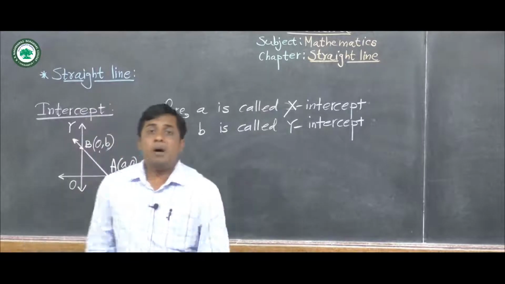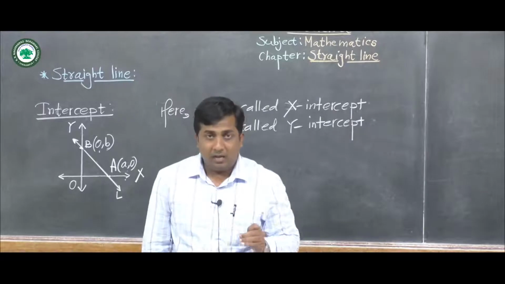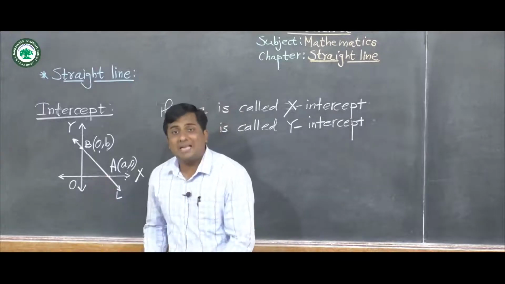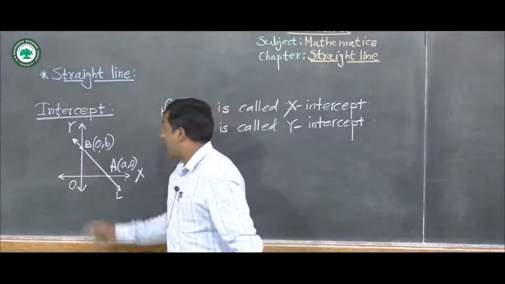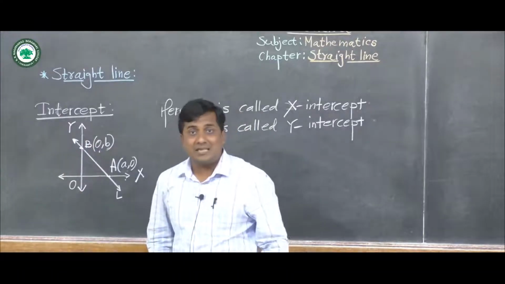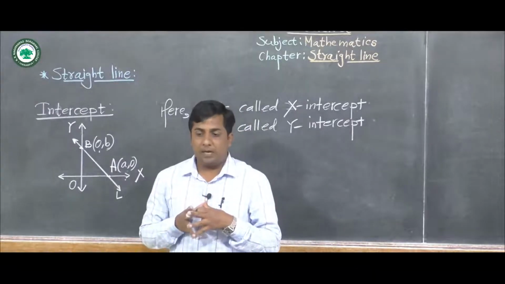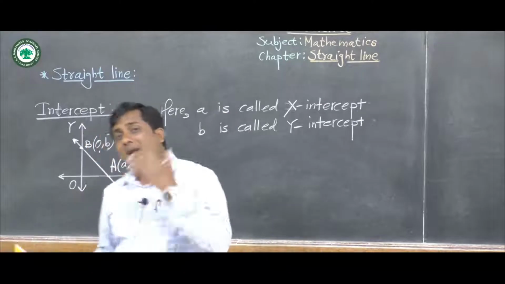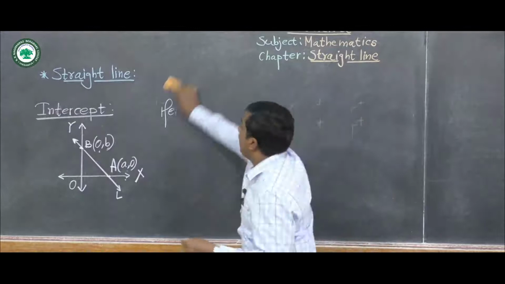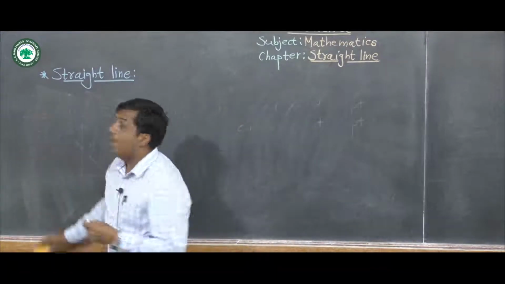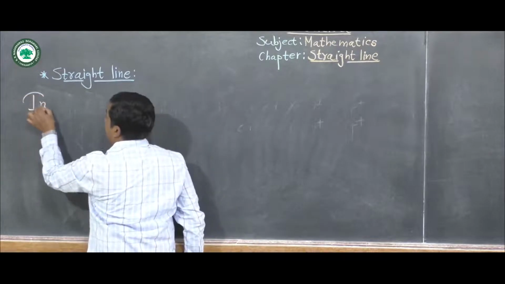Now remember one part: a line parallel to the x-axis has no x-intercept, and a line parallel to the y-axis has no y-intercept. Remember this part. Okay, now we go with our next definition in this chapter, and that is the inclination of a line, the inclination of a given line.